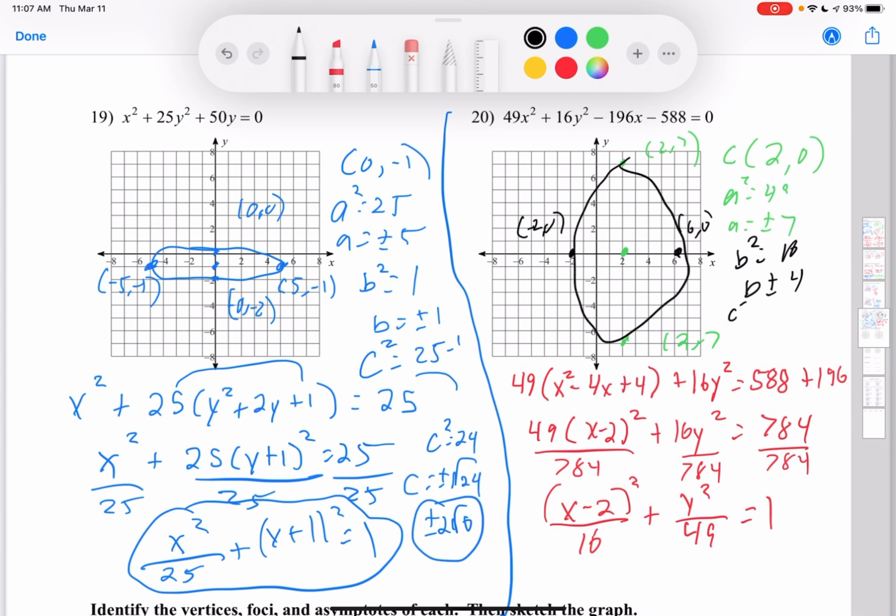C squared is equal to a squared minus b squared, so 49 minus 16, which is 35. So, no, it's not. Yeah, it is. 35. So c squared equals 35. So c is equal to plus or minus the square root of 35. And there are your answers. 33. 49 minus 16 is 33.